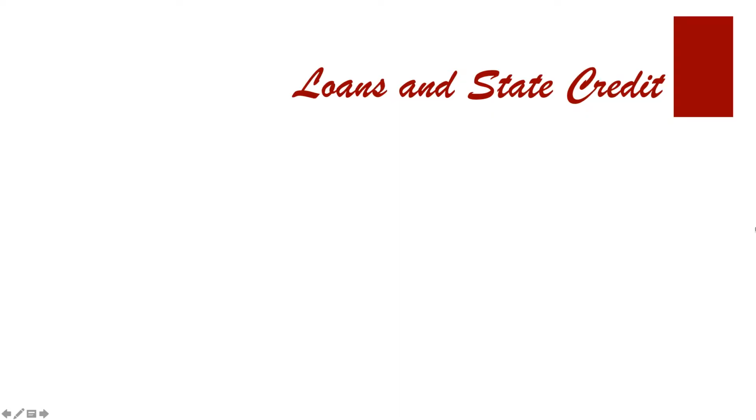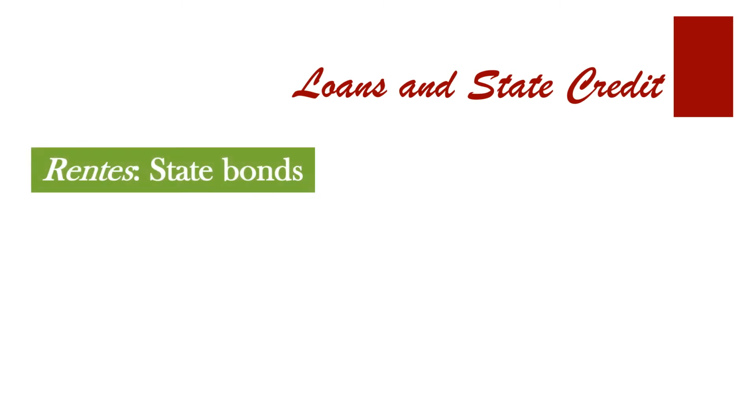Let's take a closer look at how loans worked. There were two main forms of loans. The first were called rentes, and they were essentially government-issued bonds. Think of them like savings bonds that your grandparents used to buy for you when you were a kid.